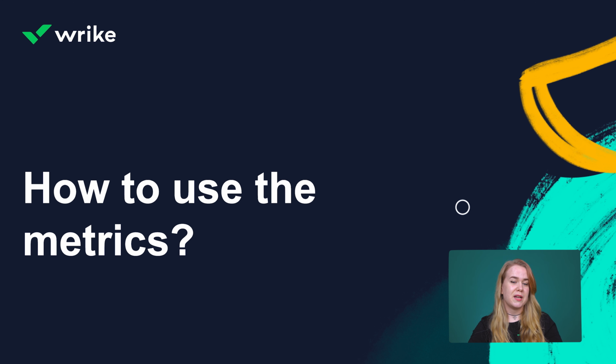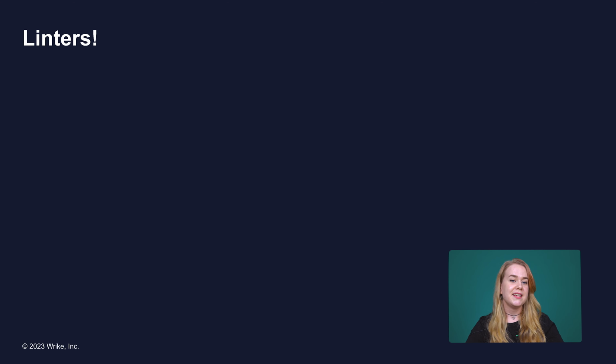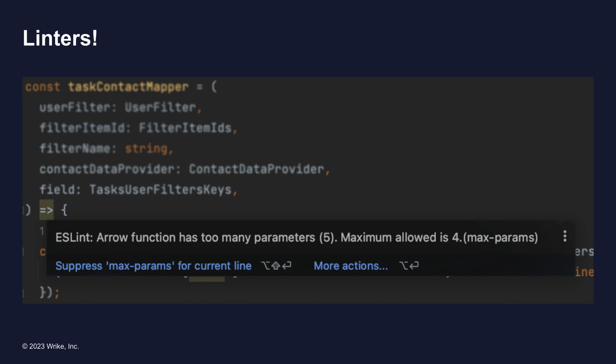So now you know what metrics are and what reference values you can use, but what to do with them. The general idea here is to make sure that your code quality does not degrade over time. There are multiple ways you can do that, and luckily for us, there are multiple tools that can help you with that. The easiest place to start would be to use linters. Linters will highlight to you the potential problems in your code.